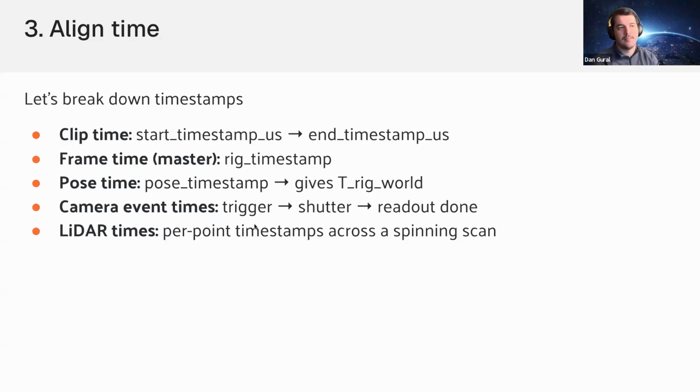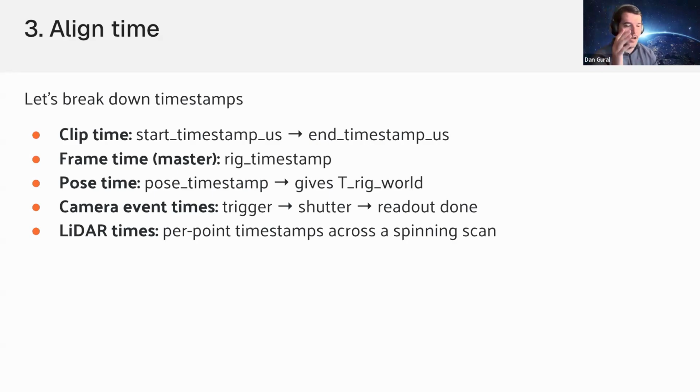So for cameras, this is going to be when the camera is triggered. The shutter speed is the amount of time in between, and then the readout time. This helps us model the physics more accurately whenever we're doing things like reconstruction, as well as for LiDAR, it's going to be the timestamps of the points as we spin around.